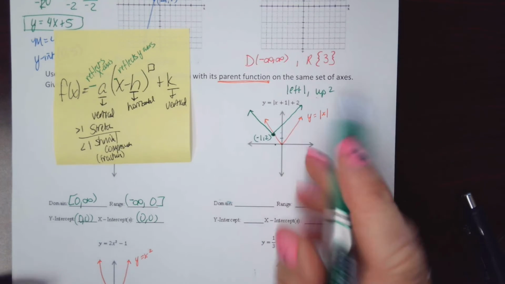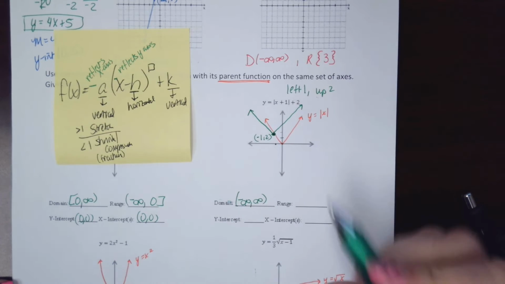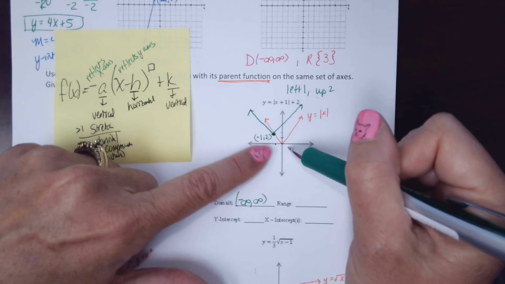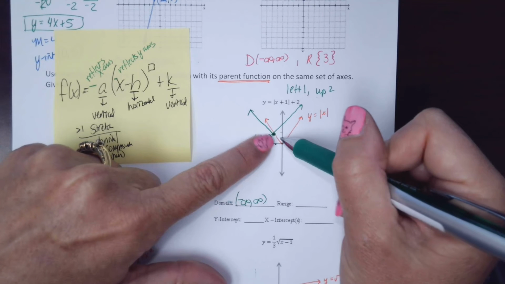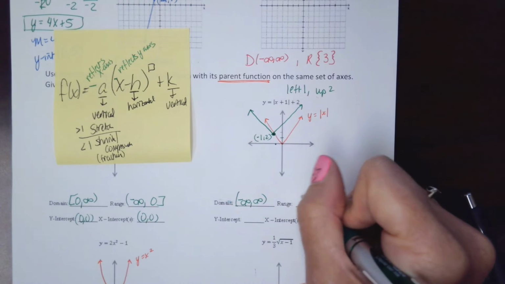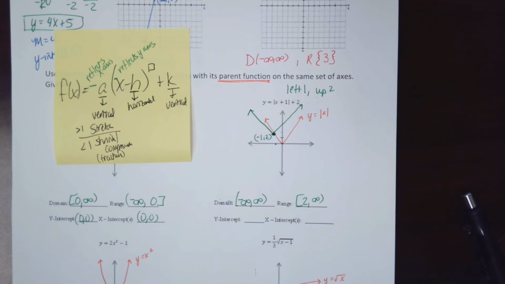Now this graph goes forever left to right. My domain is all real numbers. For my transformed function, the original, the parent, the range starts at 0, but my transformed function got shifted up 2. So the range for the transformed function is 2 to infinity.